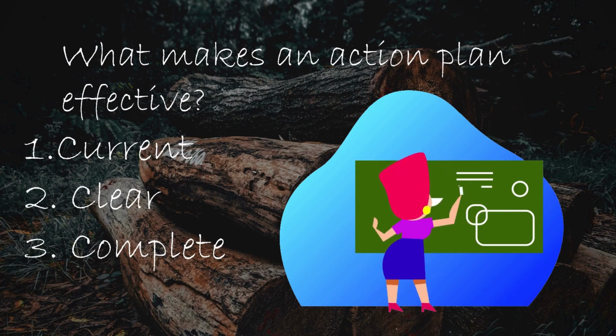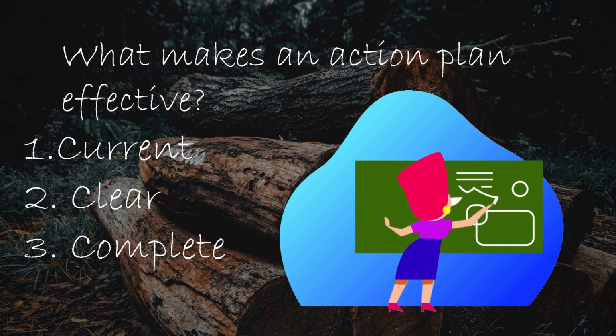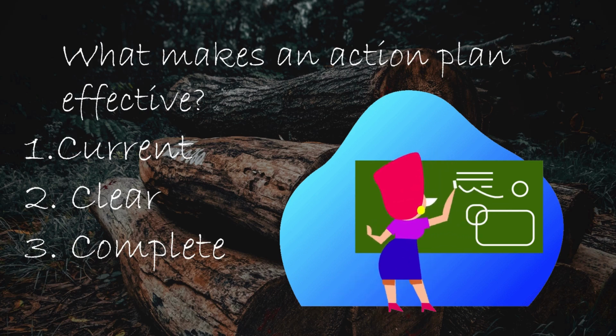What makes an action plan effective? We have 3 ways in making an action plan effective. It should be current, it should be clear, and it should be complete. So, what is current? It means that we need to know more about the current work to judge whether this part of an action plan is up to date.